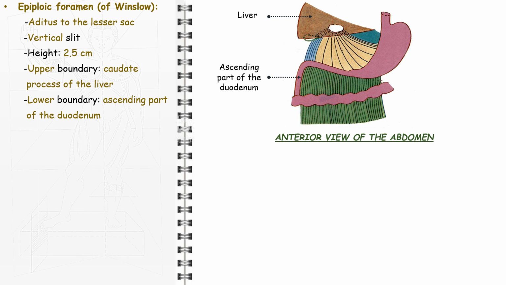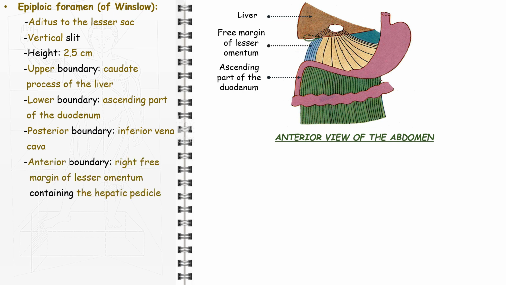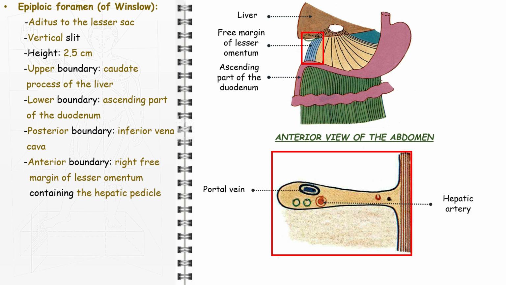The posterior boundary is the inferior vena cava, here covered by the parietal peritoneum of the posterior abdominal wall which, continuing to the left through the foramen, becomes the peritoneum of the posterior wall of the lesser sac. Anteriorly the foramen is bounded by the right free margin of the lesser omentum. Since the portal vein is the most posterior of these 3 structures, the foramen can conveniently be remembered as lying between the 2 great veins of the abdomen, portal and inferior vena cava.